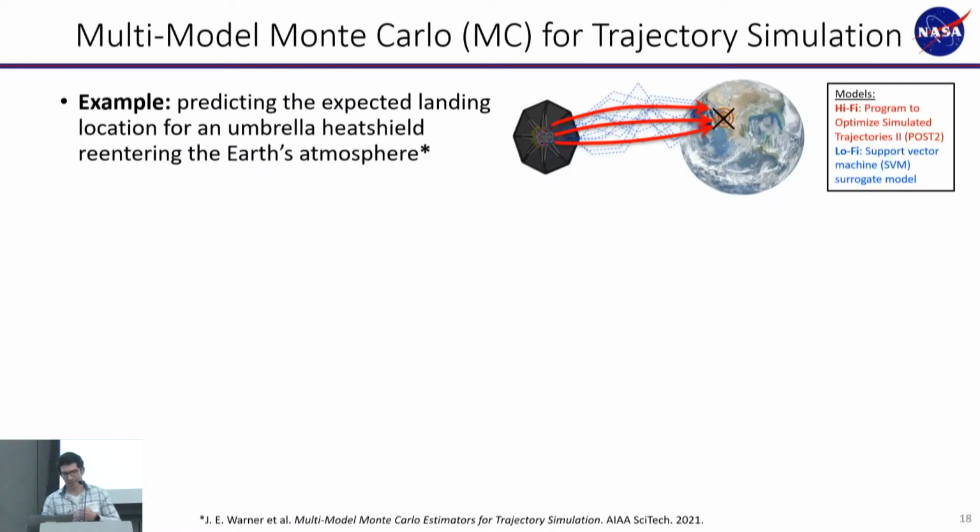So here's a quick one-slide look at some recent results that we got in this area. This is predicting the landing location for an umbrella heat shield that's re-entering the Earth's atmosphere. In this case, we had a high-fidelity model that is a legacy code from Langley called POST2. That's our high-fidelity, our accurate, expensive simulation. Then we had a low-fidelity model that was essentially a support vector machine surrogate model.